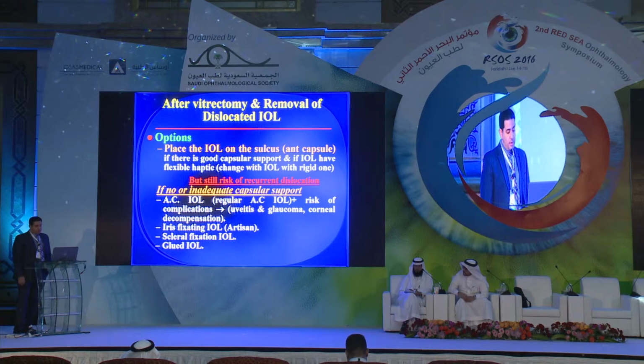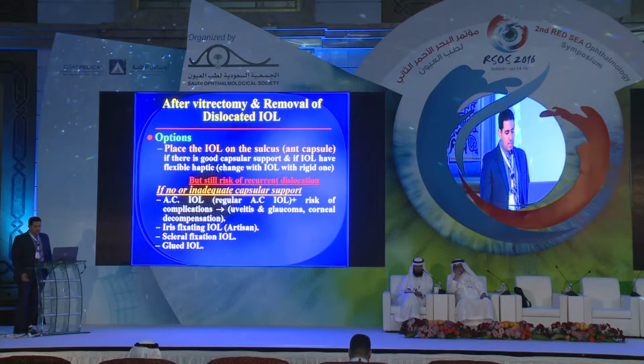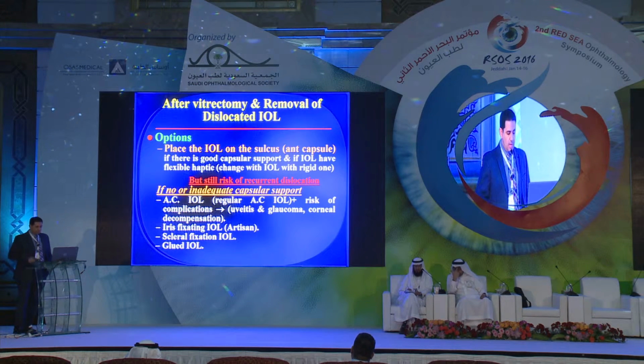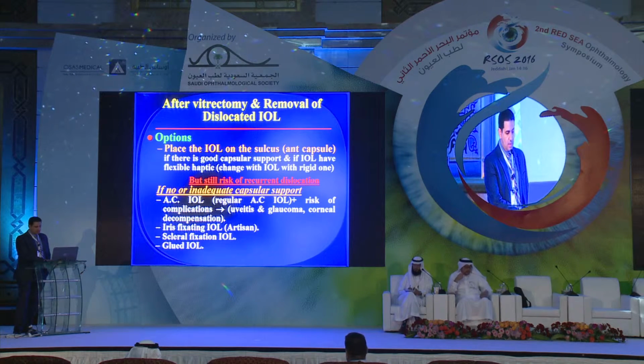If there is no or inadequate capsular support, there are many options. Number one, to put a regular anterior chamber IOL, but there is a risk of complications, well known: uveitis, glaucoma, and corneal decompensation. Iris fixating IOL, Artisan, which you can put anterior or posterior in the posterior chamber, retrofixating, and scleral fixation IOL. The last one is the glued IOL.